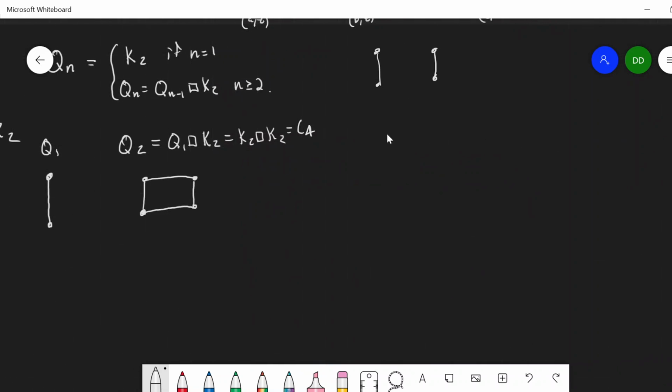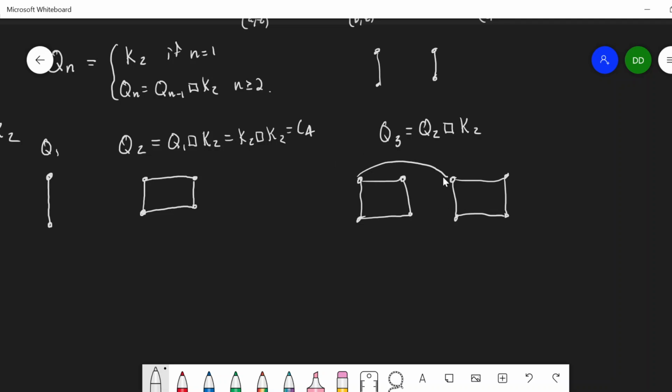We can keep going. Q3 will be Q2 box K2. So I'll take Q2 and copy it twice, once for each vertex of K2. And then I'll join up each vertex with its copy. So that means this vertex will go here, this vertex will go here, these two vertices would be adjacent, and these two vertices would be adjacent.